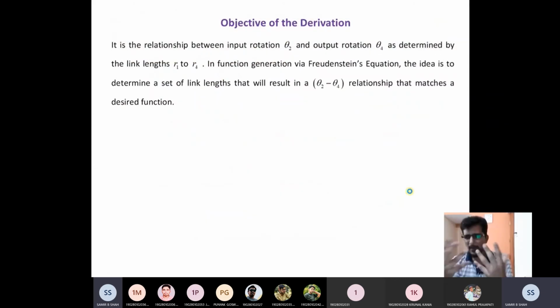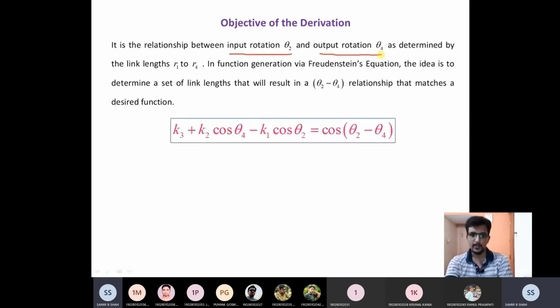So what was the objective of the derivation? I wanted to establish the relationship between the input rotation angle theta 2 and the output rotation angle theta 4, as determined from the link lengths R1, R2, R3 as well as R4. In function generation via the Freudenstein equation, the idea is to determine R1, R2, R3, R4 which result in a relationship between theta 2 and theta 4 that produces the function that I want to generate, something like y is equal to x square.